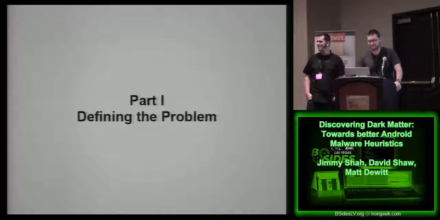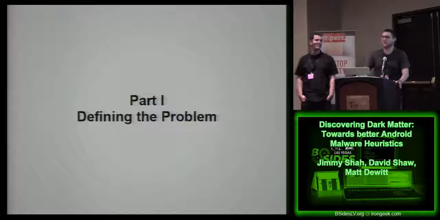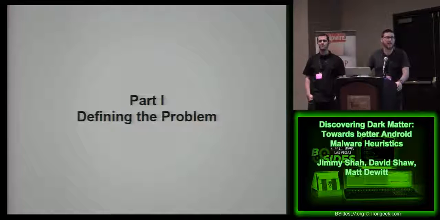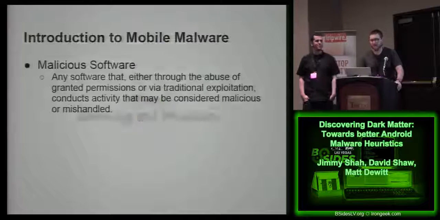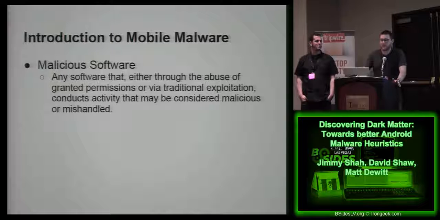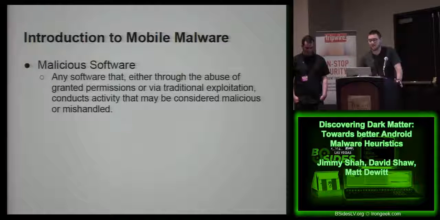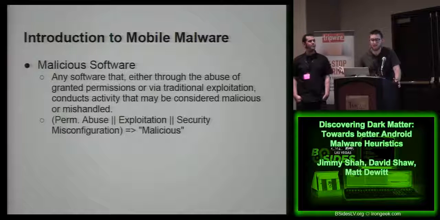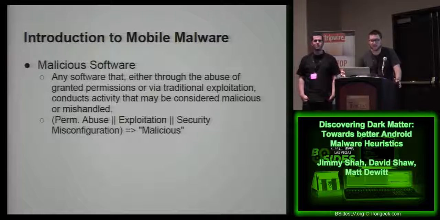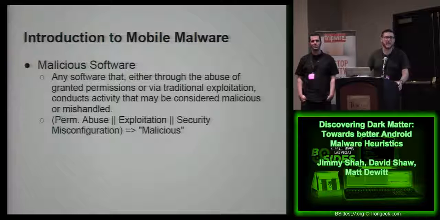So let's start in the beginning. We're just going to define the problem of mobile malware because it's actually a little bit different than conventional malware in a couple different ways. There's a big block of text, and don't worry about that. We're going to define malicious software as any software that, either through the abuse of granted permissions or via traditional exploitation, conducts activity that may be considered malicious or mishandled. Or, said more programmatically, permissions abuse or exploitation or security misconfiguration yields something that we would say is malicious in some way.